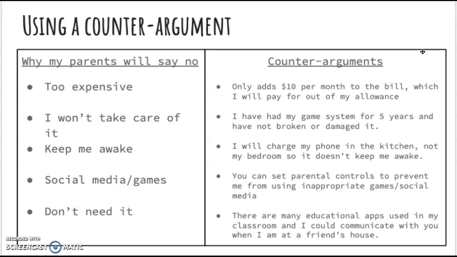So mom or dad says, no, I'm not getting you a phone, it's too expensive. You might come back with, actually, it will only add $10 a month to the bill, and I will pay for that out of my allowance. Well, that kind of takes their argument out of play. It's really not too expensive then, is it?